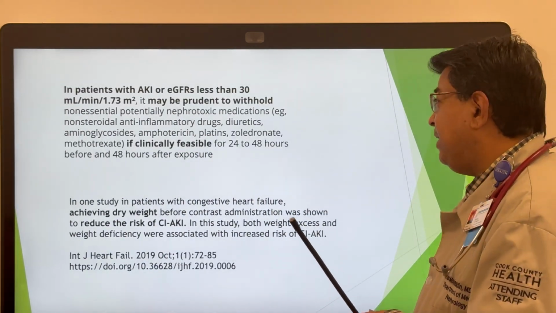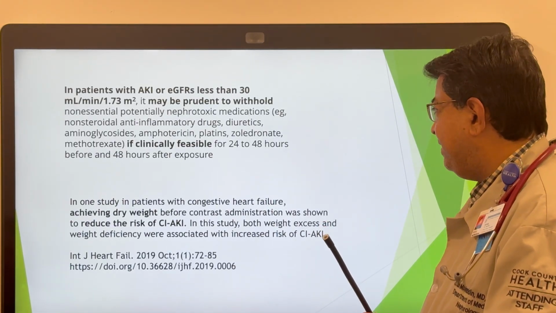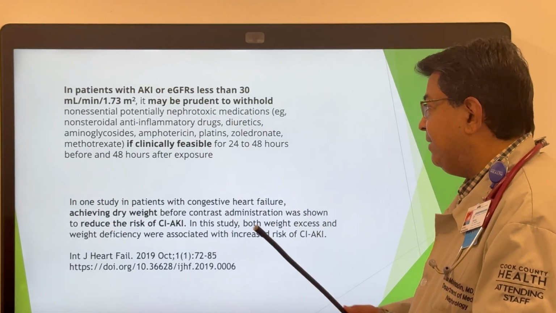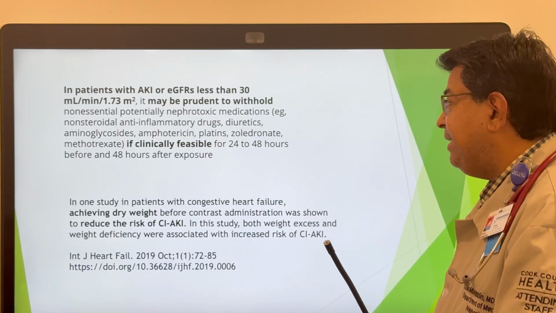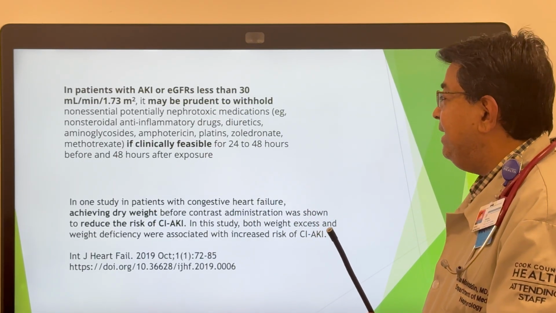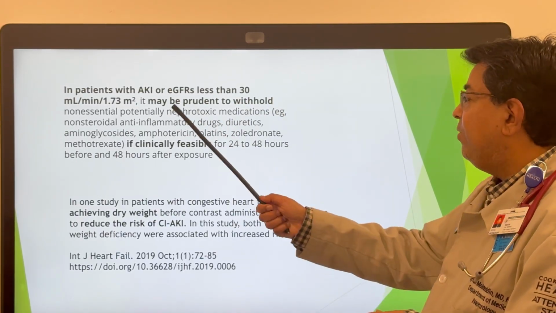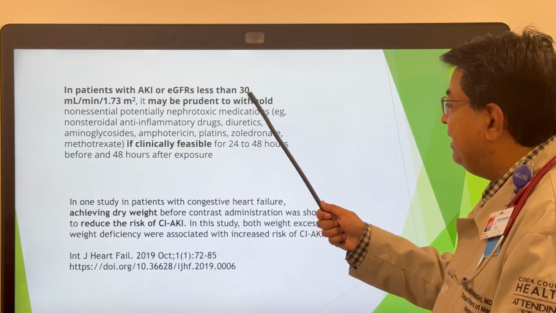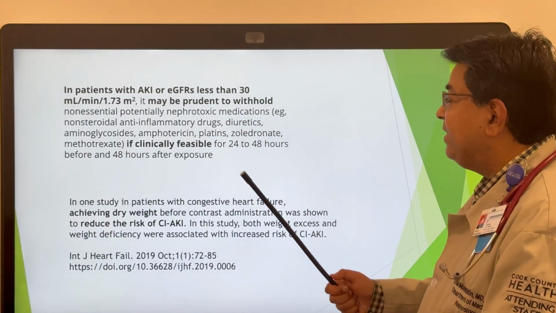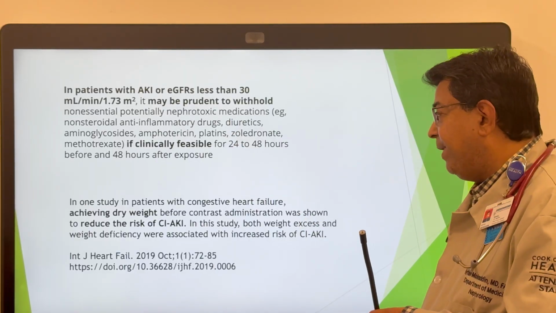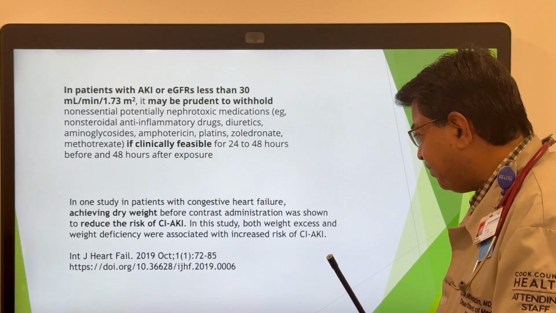In patients with acute kidney injury or GFRs less than 30 milliliters per minute per body surface area, it may be prudent, so the key is it may be prudent, to withhold non-essential potentially nephrotoxic medications such as NSAIDs, diuretics, aminoglycosides, amphotericin, cisplatin, zoledronate, methotrexate, if it's clinically feasible for 24 to 48 hours before and 48 hours after exposure.